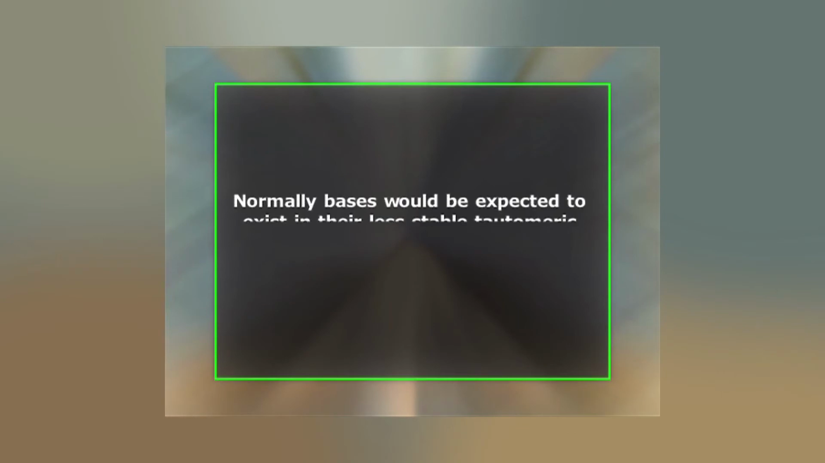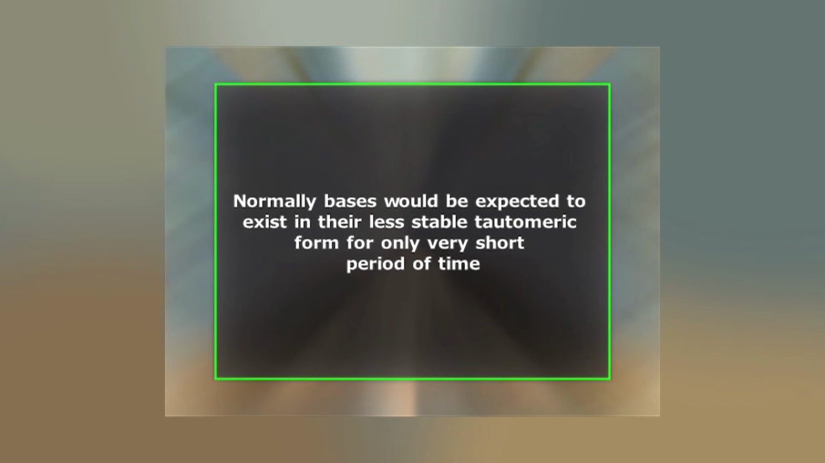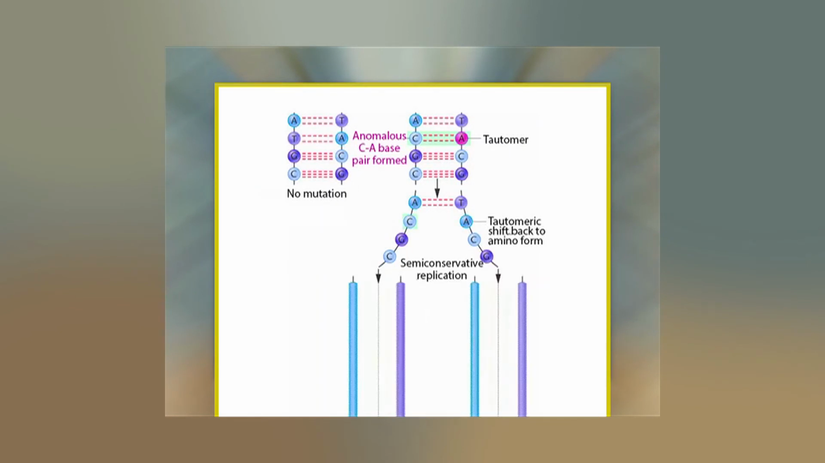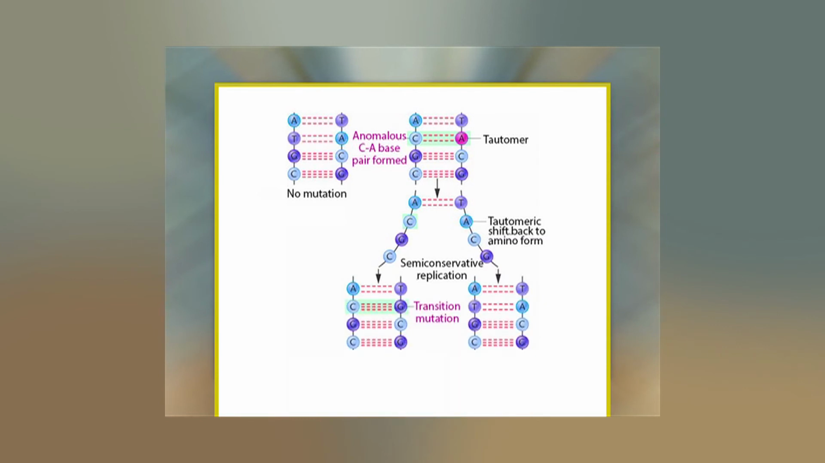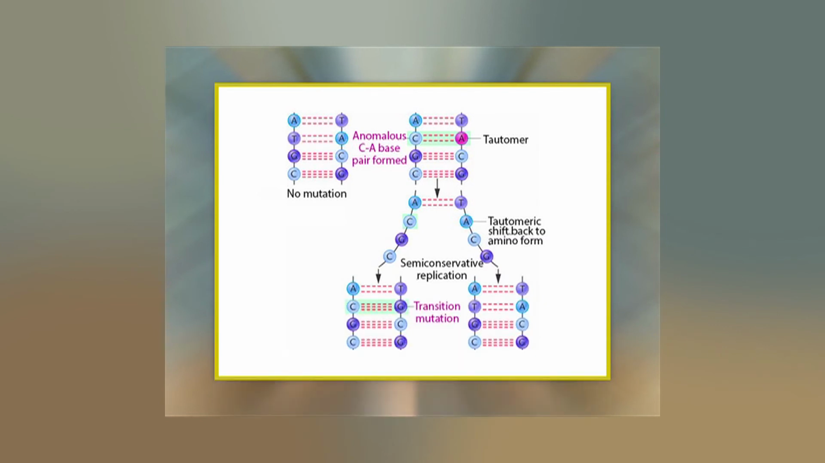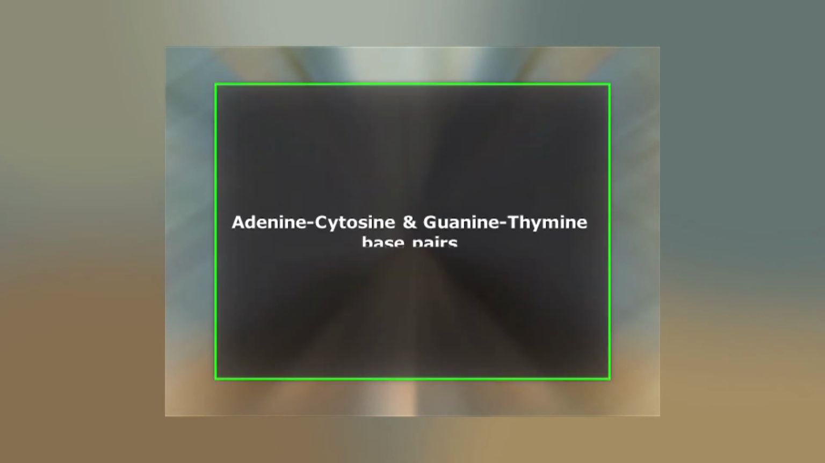Normally, the bases would be expected to exist in their less stable tautomeric form for only a very short period of time. However, if a base exists in the rare tautomeric form at the moment that it is being replicated or being incorporated into a nascent DNA chain, a mutation might result. In tautomeric form, the bases can form adenine-cytosine and guanine-thymine base pairs instead of the normal adenine-thymine and guanine-cytosine respectively.